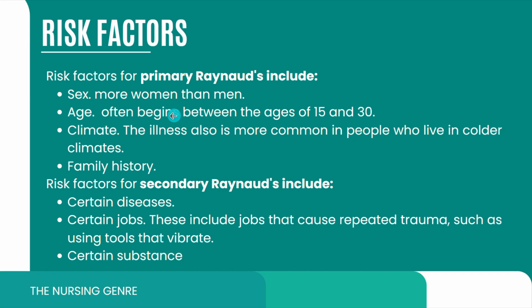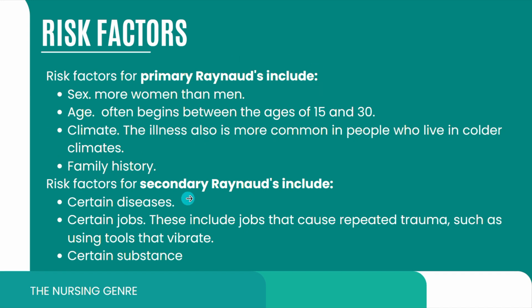And now the risk factors of Raynaud disease. For primary Raynaud disease: sex. That means it affects more women than men. Age. It occurs between the ages of 15 and 30. Climate. It affects people living in colder climates, and people having a family history may be affected.